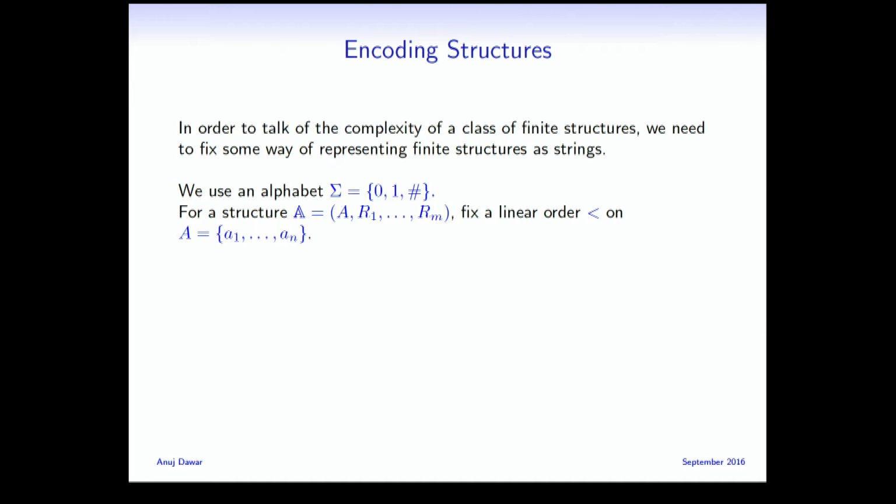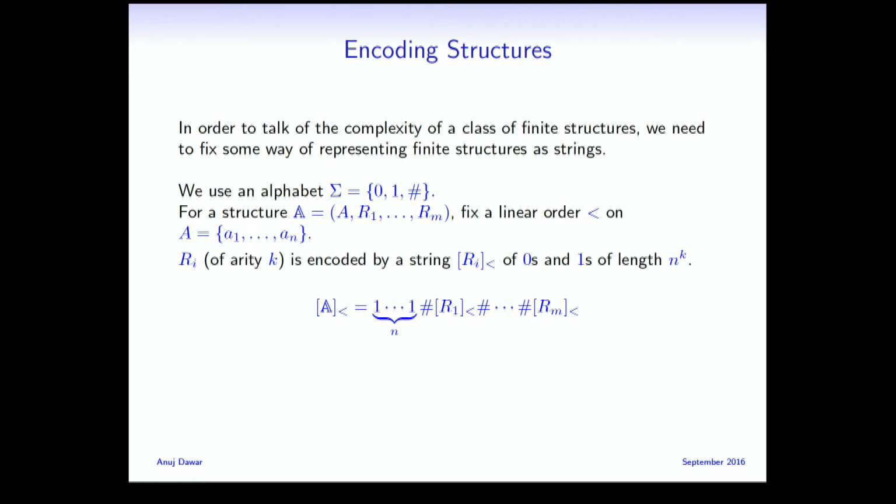If you have a structure, which is a universe with some number of relations, fix some ordering of the universe. Let's say A is enumerated a1 through an. Then that ordering gives, for each relation, any relation of arity k gets represented as a bit string of length n^k. Basically, you take the lexicographical ordering of k-tuples, and for each k-tuple, you put down a 0 if it's not in the relation, 1 if it is in the relation.